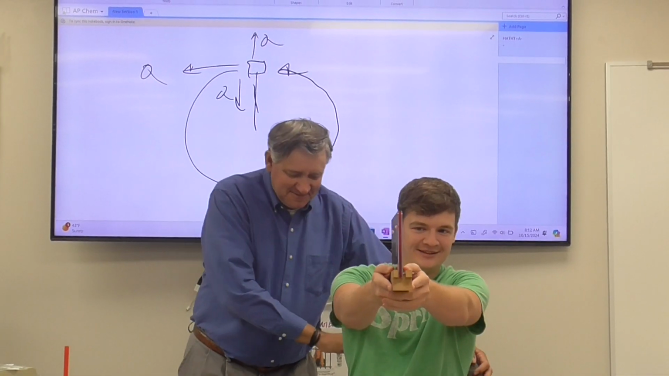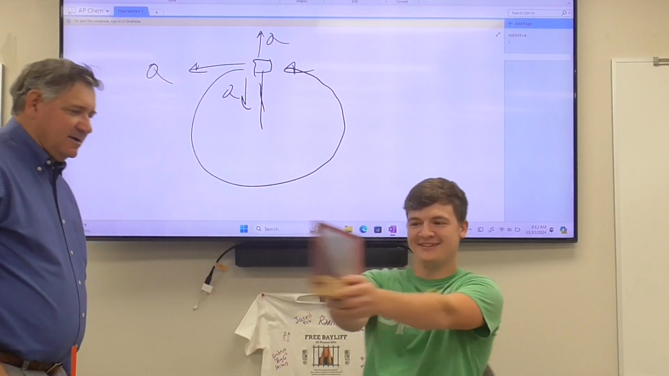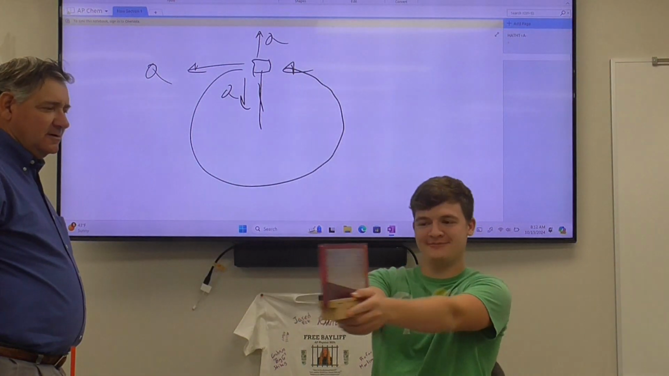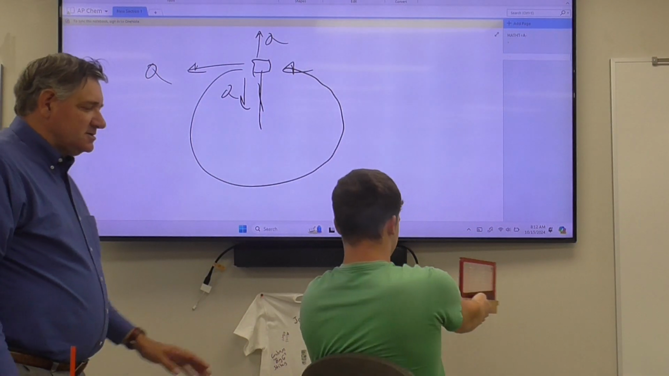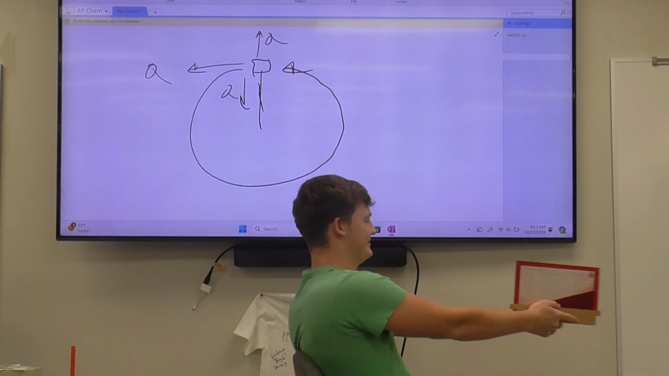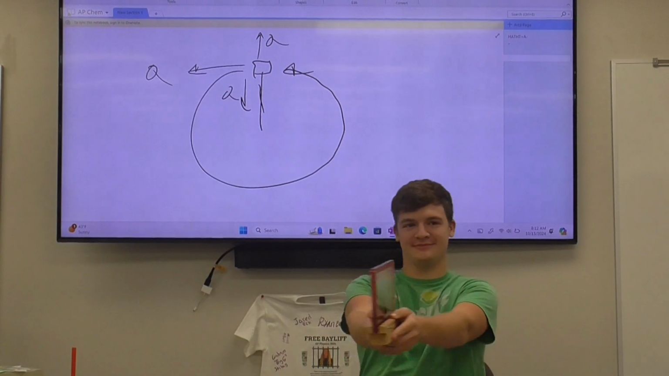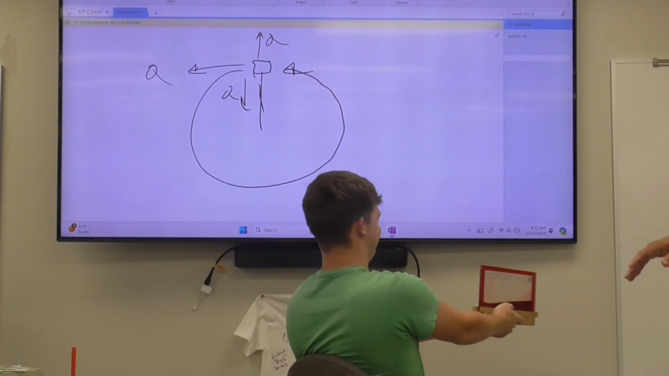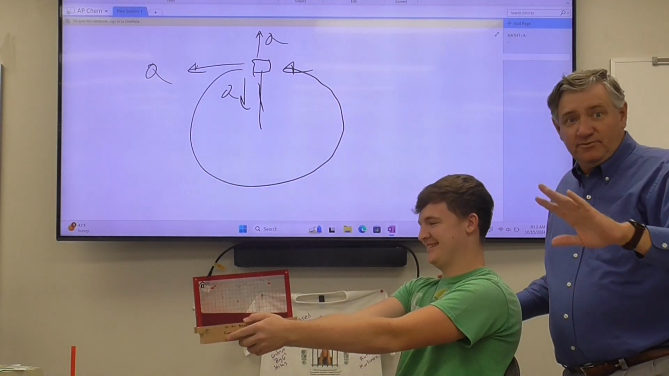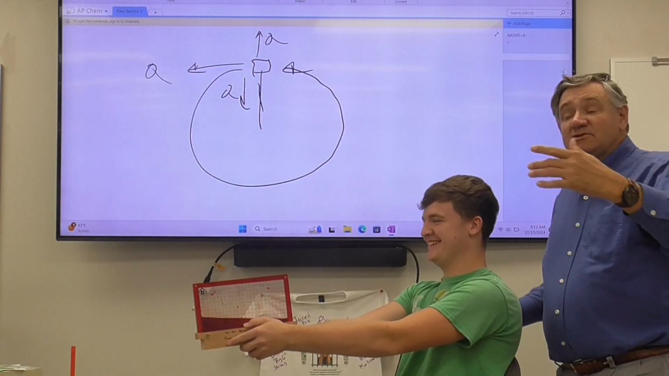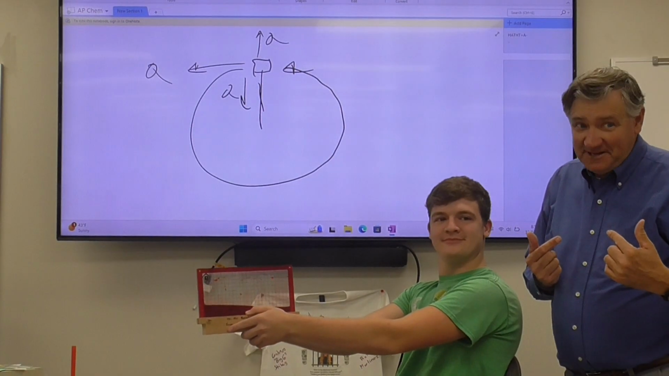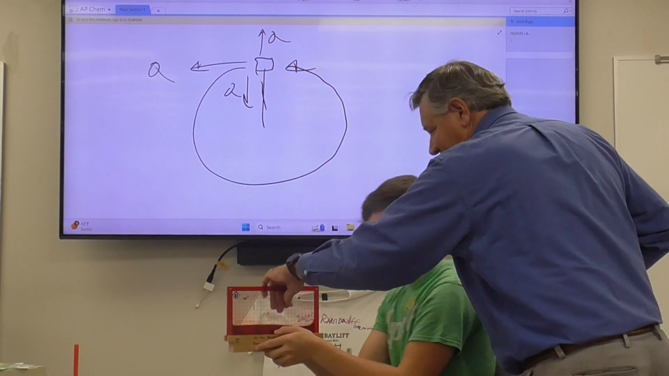Okay, you ready? So as he slows down, what happens to the angle? It decreases. It becomes less. So the faster he spins, what happens to the amount of centripetal acceleration? It increases. And as he slows down, it becomes less. Now, which direction does the fluid move? Away. So what's the direction of the acceleration? Inward. Right? Okay, thank you. Well done.